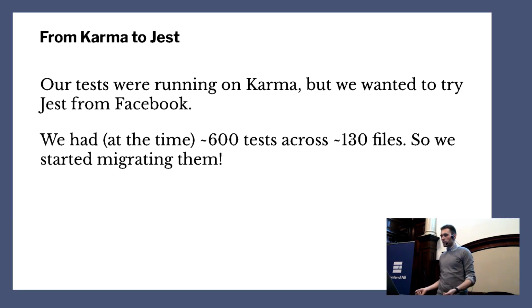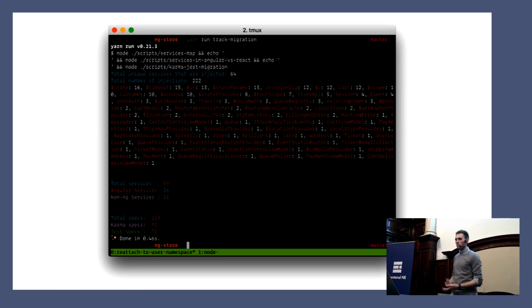We were migrating to React and wanted to use a framework called Jest, which is built by Facebook, and it works on the command line. It doesn't fire up a browser in the background. It's quite nice. It's got a lot of nice features for only running tests from changed files, where it looks at Git commits to figure out what files have changed recently and therefore what tests to run. It's very handy. So we had about 600 tests across 130-ish files, and we've started migrating them to Jest.